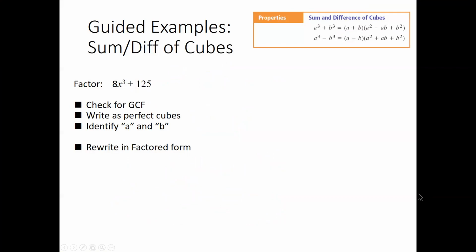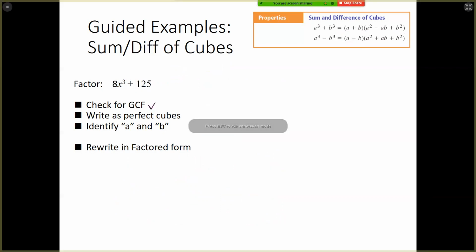Let's practice another one. So the first thing we're going to look for is greatest common factor. Again, there's not a greatest common factor, so we want to rewrite as a perfect cube: something cubed plus something else cubed. So you have to figure out what cube gives you 8 and what cube gives you 125. Calculator work all over again.